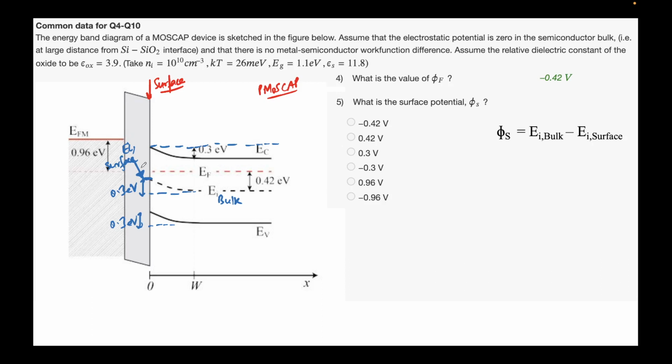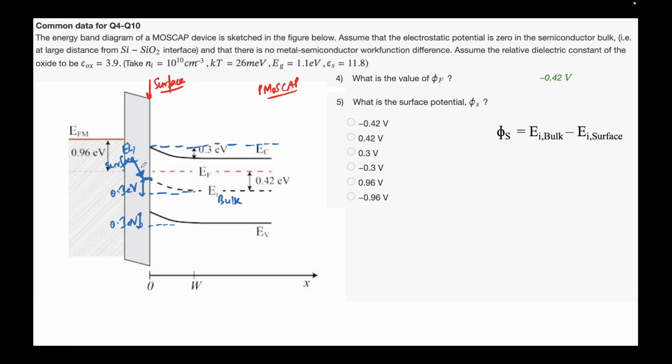So this is EI surface, and this is EI bulk. EI surface is higher by 0.3 eV than EI bulk, hence the negative sign. So we get it as 0.3. Again, the electron charge e is dropped because we are expressing in terms of potential, in volts, not expressing in terms of energies.